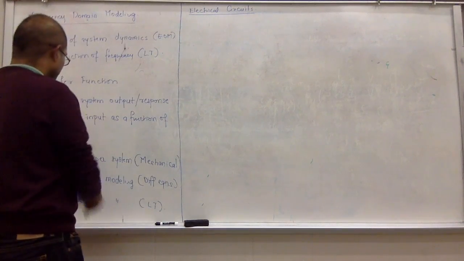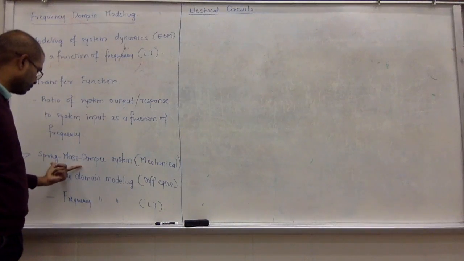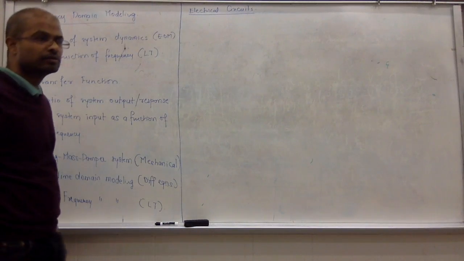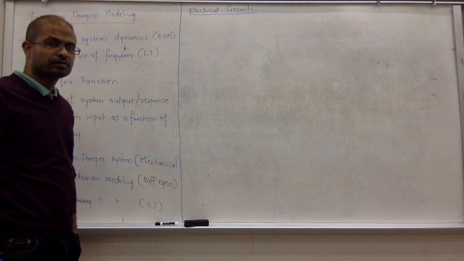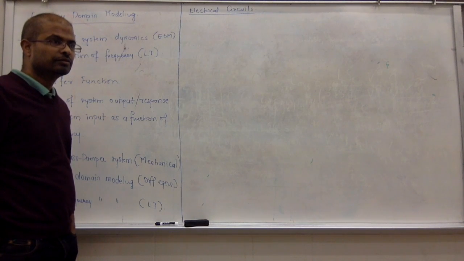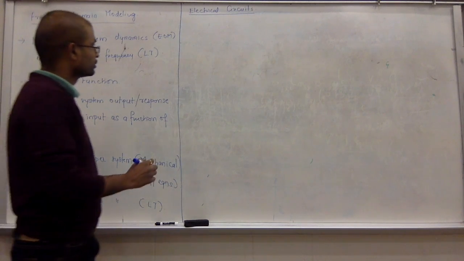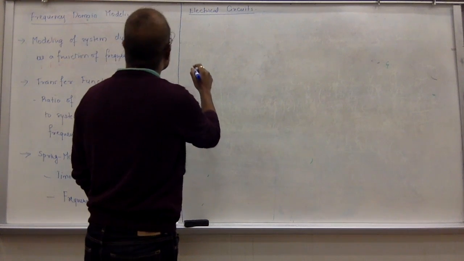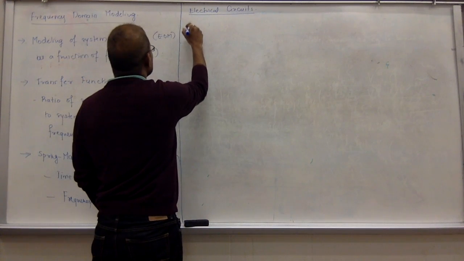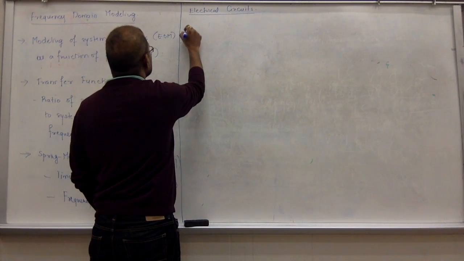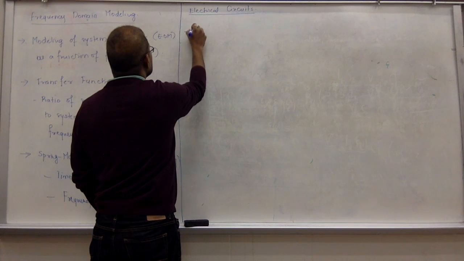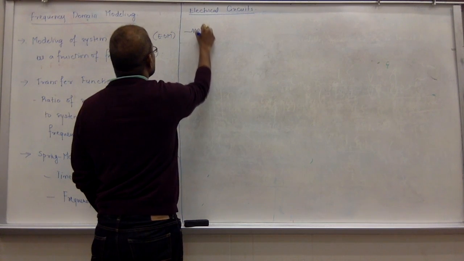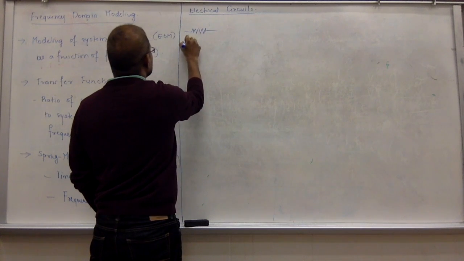We discussed three components of a spring mass damper system. What are the three components of a spring mass damper system? Spring, mass, damper. So just like that, electrical circuits also have three components. The first one, we use this symbol. It's a resistor.